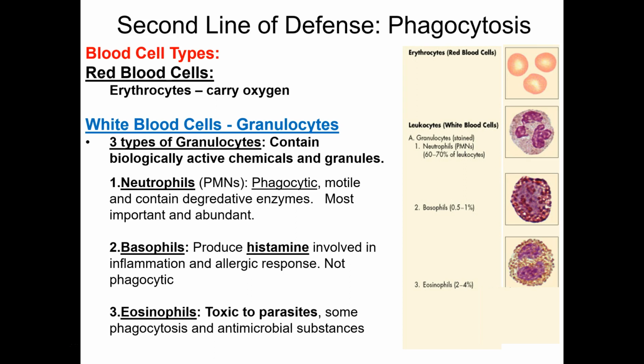All right, so eosinophils. Eosinophils are phagocytic, but they're highly specialized. The only time you'd be making eosinophils in mass is if you had a parasitic infection. We're talking protozoans or helminthic worms. They're really good at dealing with parasites.